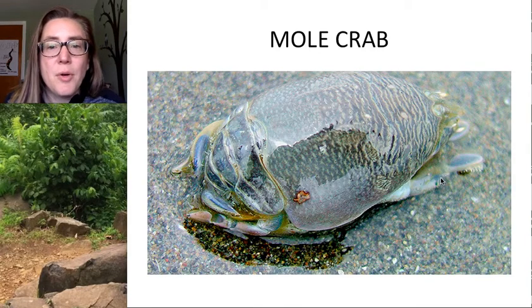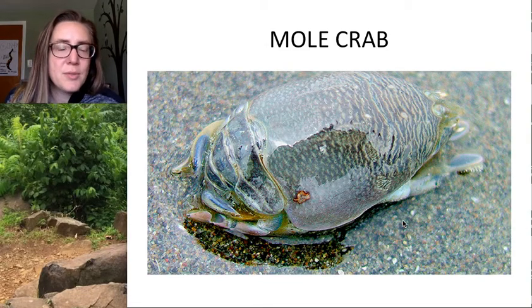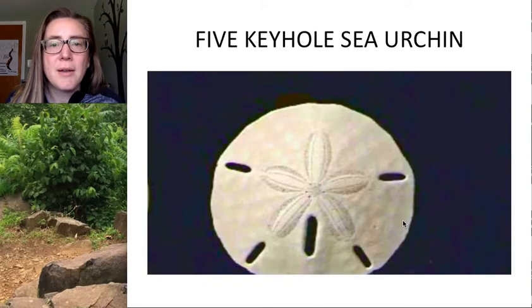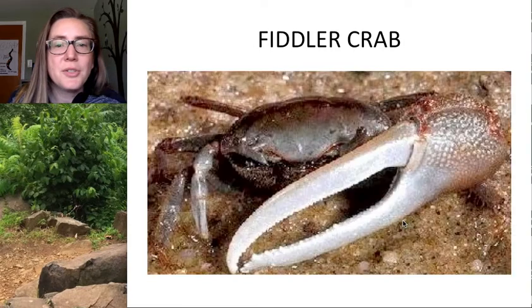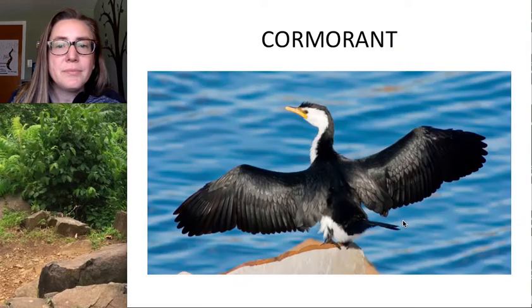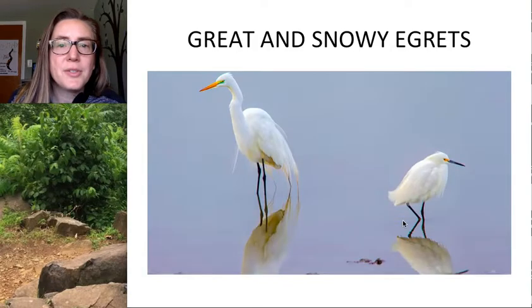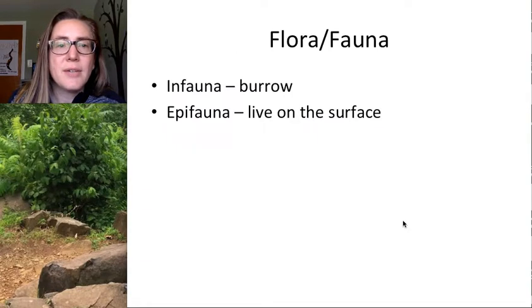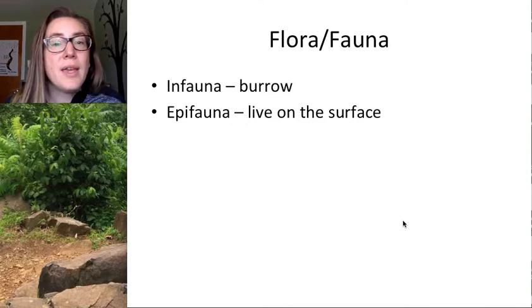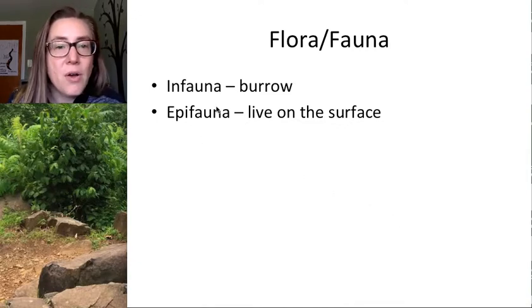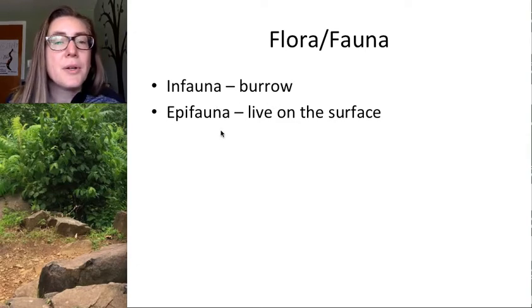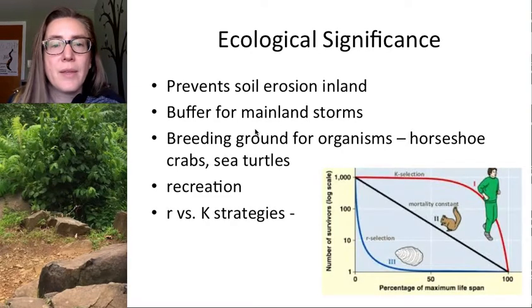A few examples. Here's your mole crab or sand crab, as you may have dug for these crabs going to even Delaware or Jersey beaches. Here's your sand dollar, your five keyhole sea urchin, fiddler crabs, the cormorant, oyster catchers, egrets, great egret. For the fauna as well, depending on the adaptations that they have, you can either have your infauna, which are ones that will then burrow down, or your epifauna, which live above then that water surface.